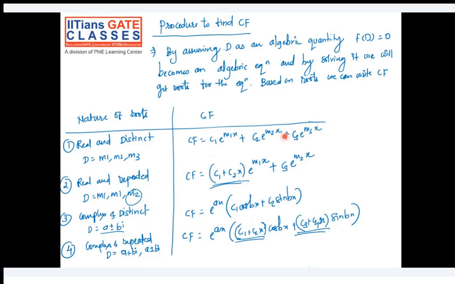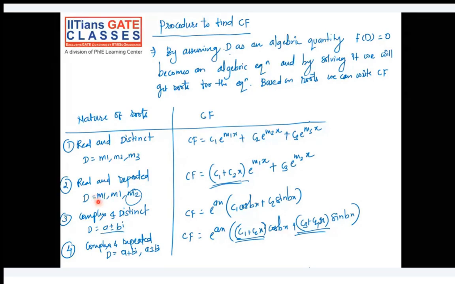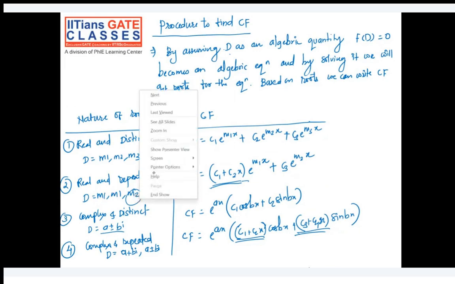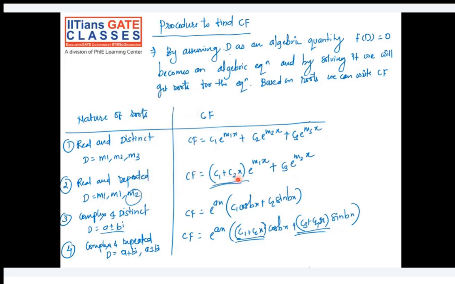Now, the second kind of possible thing is roots are real but repeated. So for example, m1, m1 and m2. Here m1 is repeated 2 times, right? So in that case, the CF will be c1 plus c2x, e to the power m1x, plus c3 e to the power m2x, because m2 is a separate root. For example, if you have m1, m1, m1, 3 times, in that case, it will look like c1 plus c2x plus c3x square, e to the power m1x. That will be the solution if m1 is repeated 3 times.